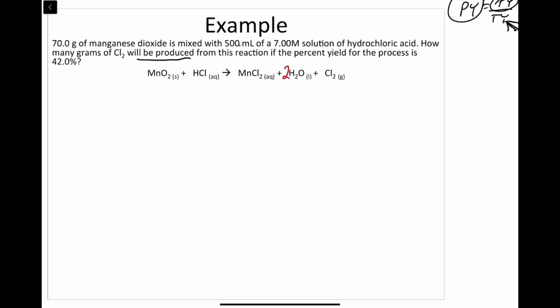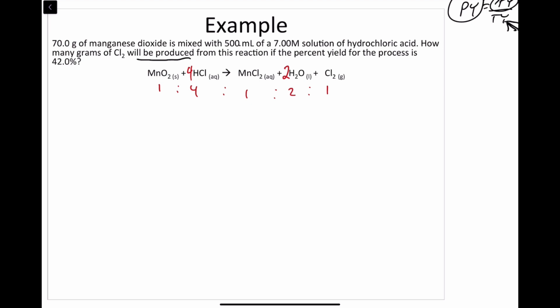And that means that I'm going to have a 4 of this, and 4, let's see, MnO2. 4 hydrogens, 2 times 2 is 4. 4 chlorines, 2 plus 2 chlorines is 4, and it looks like I'm balanced. So I have a 1 to 4 to 1 to 2 to 1 ratio.